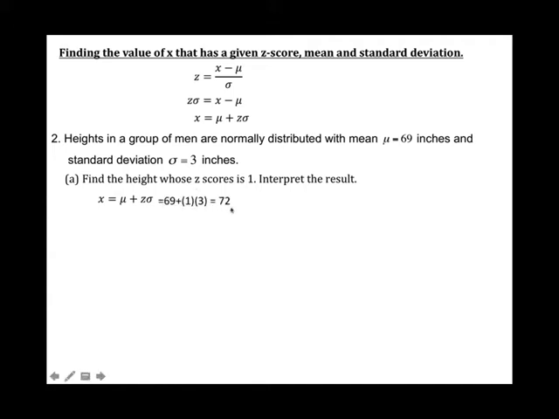You could get 72, okay, 72 inch. Make sure you do the multiplication before you add up the 69 in here. Okay, now interpret the result. So a man 72 inch tall has a height 1 standard deviation above the mean. Again, above means this is going to be a positive z-score.